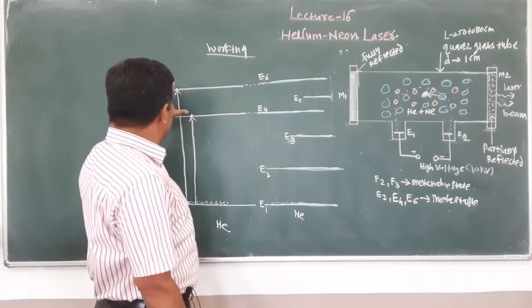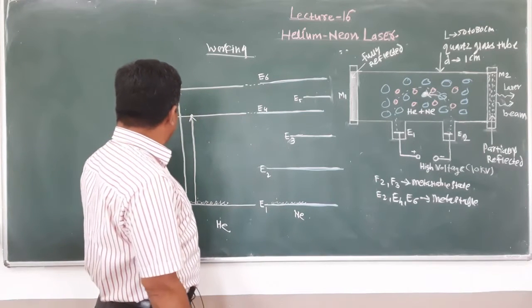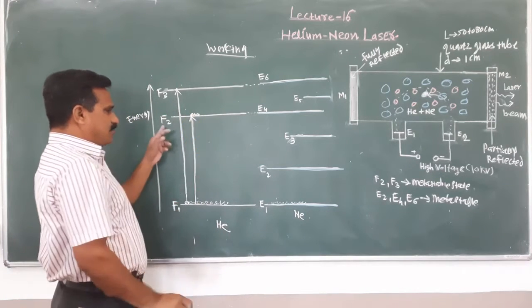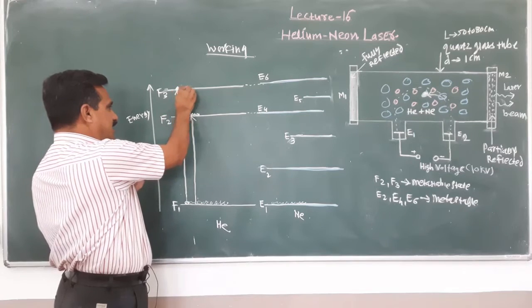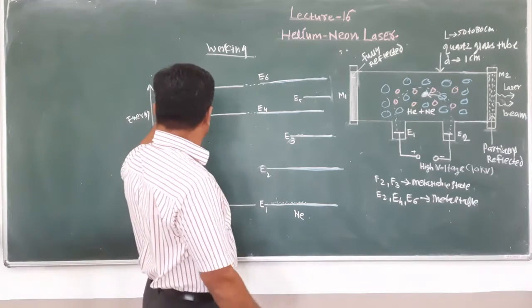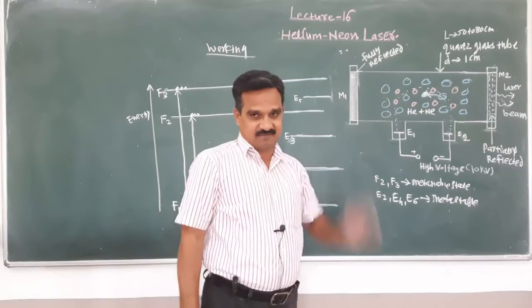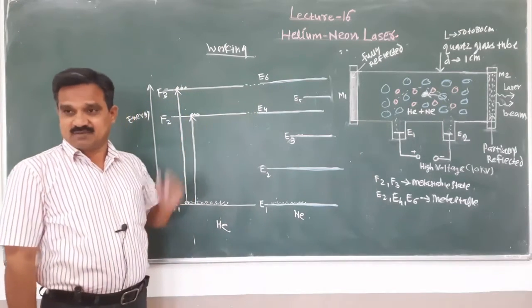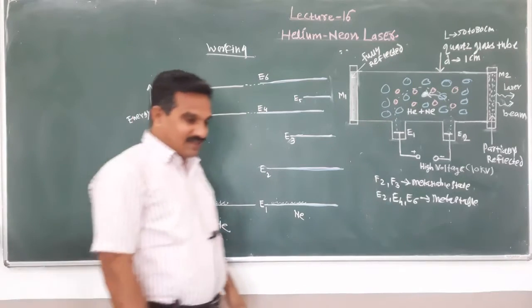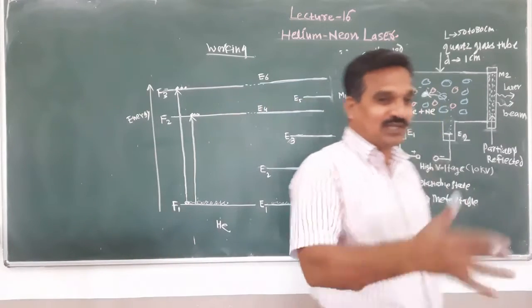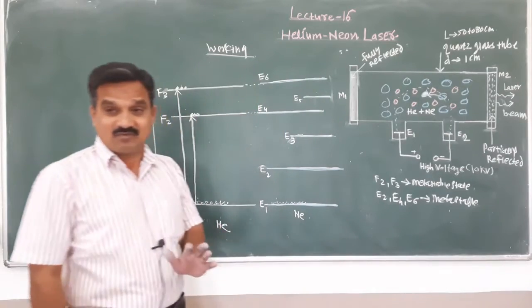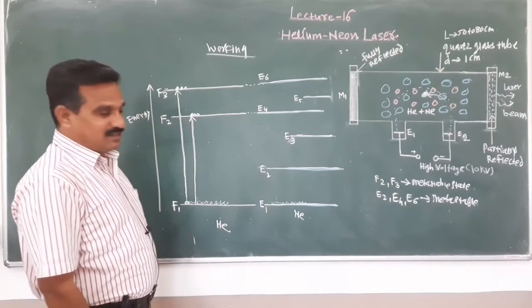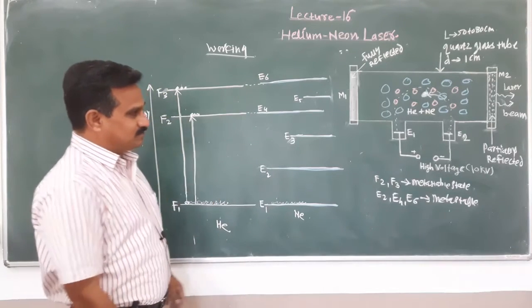When helium atoms come into levels F2 and F3, some are accumulated in the F2 level, some in the F3 level. These are the excited atoms of helium, but these are metastable states. It means they cannot return back to the ground state spontaneously, because they are metastable states. Then next, what will happen?